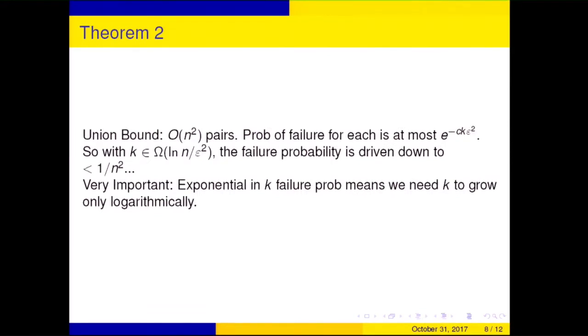Theorem 2 is, as I said, union bound. So we have n squared pairs of points. Probability of failure for each is e to the minus c k epsilon squared. So with this k, if I put a log n there over epsilon squared, e to the minus c log n, I can make that 1 over n cubed or 1 over n squared. Okay, so it's important, as we said, exponential in k, so that k only grows logarithmically.